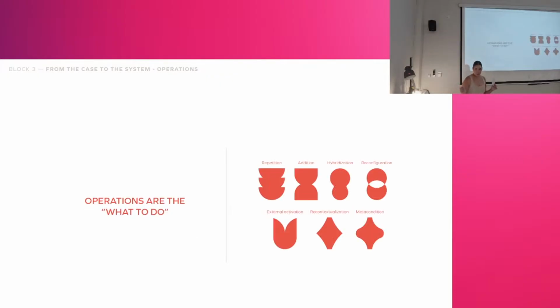Operations are the what to do. How can we intervene in existing objects? We divide the operations into seven parts: repetition, addition, utilization, reconfiguration, external activation, recontextualization, and metacondition. For example, when a new piece is added to complete or adapt an object, we call it addition. Or when we change the context of an object without changing the material, we call it recontextualization.